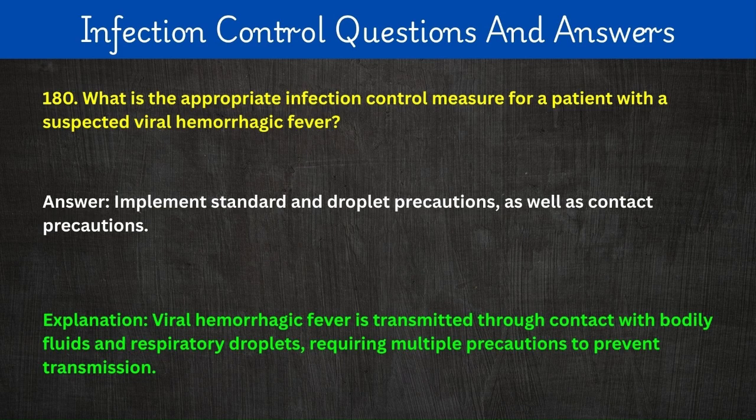180. What is the appropriate infection control measure for a patient with a suspected viral hemorrhagic fever? Answer: implement standard and droplet precautions, as well as contact precautions. Explanation: viral hemorrhagic fever is transmitted through contact with bodily fluids and respiratory droplets, requiring multiple precautions to prevent transmission.